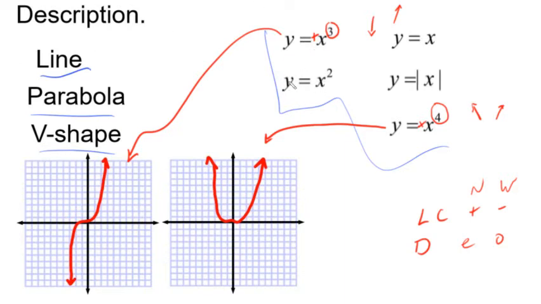Then we've got standard, like super traditional sort of basic function types, which is y equals x squared, y equals x, and y equals absolute value x. Y equals x is your standard line. So this one goes to line. So let's go ahead and do that. This one goes to a line.